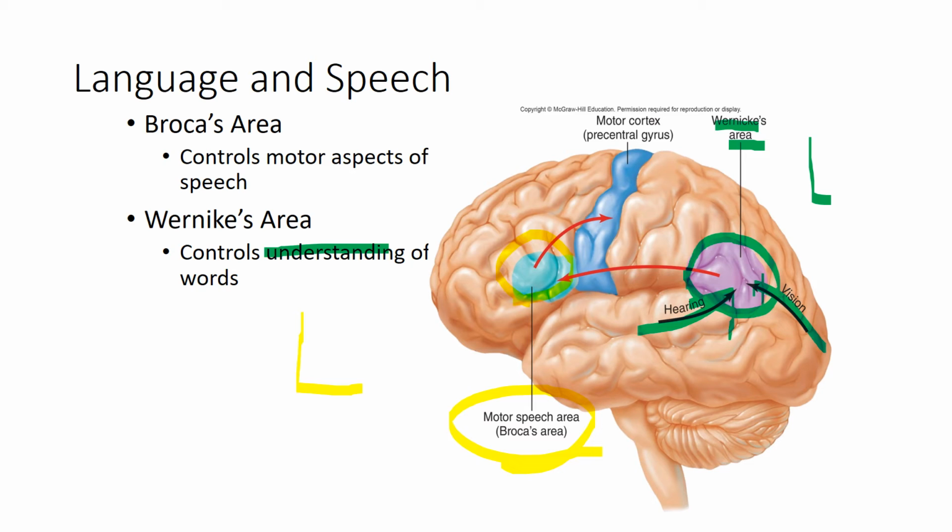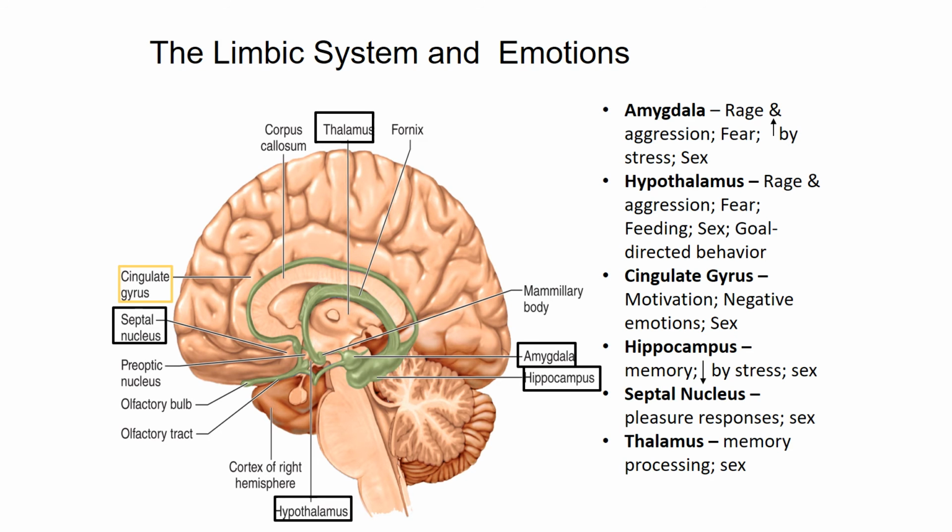Putting it all together for speech: to speak, one must have word comprehension that originates in Wernicke's area, and then send that information to Broca's area. Broca's area will then send information to the motor cortex to direct movement of the appropriate muscles involved for speech. All right, so now let's get into the limbic system and then into our emotions.